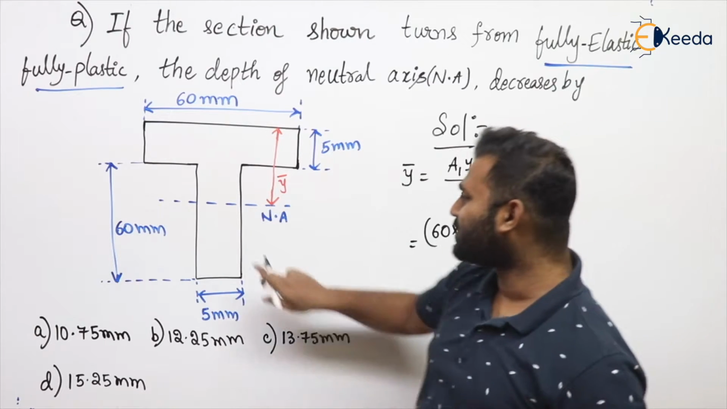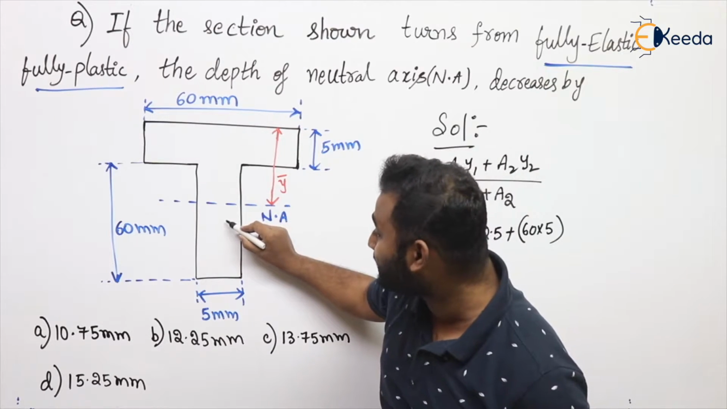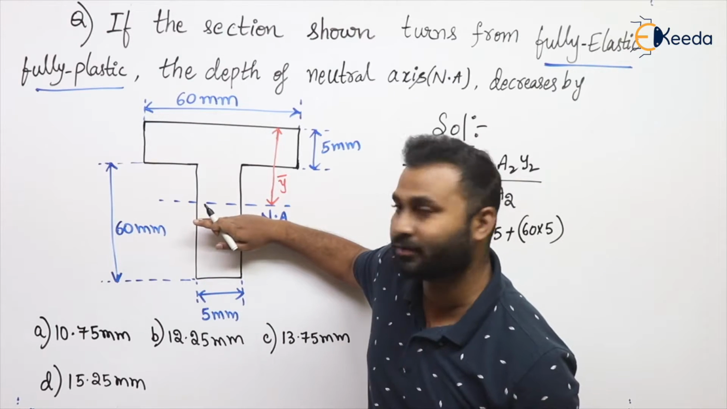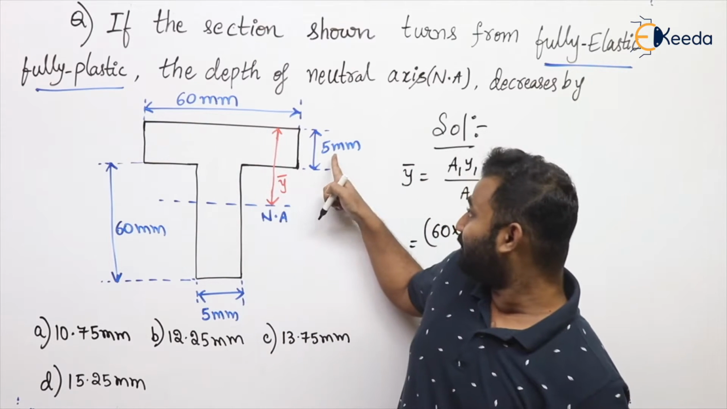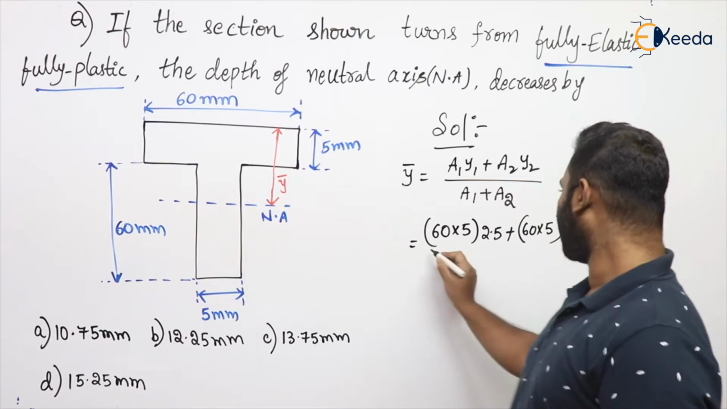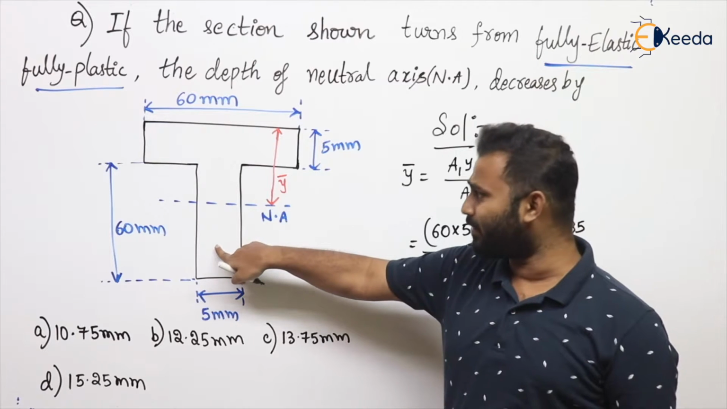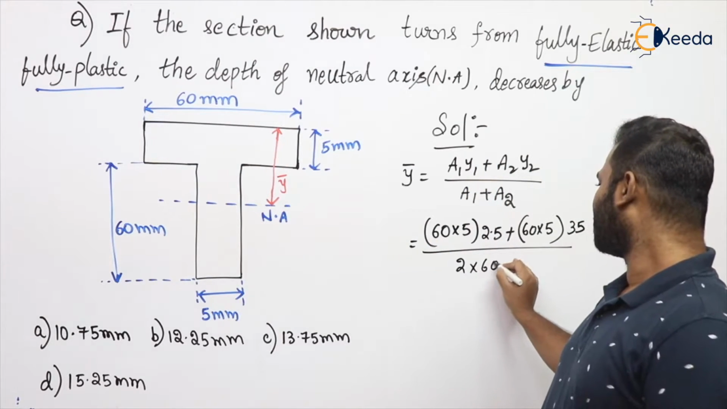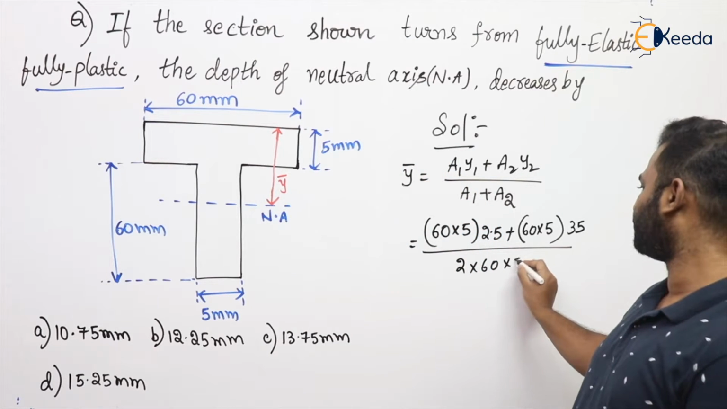Now where the CG for this web lies from the top: here it is 5, and for the web the CG lies exactly at half the distance from the junction of the flange and web, that is 30. So 5 plus 30, that is 35, by A1 plus A2, which is nothing but the summation of the area of the web and flange, that is 2 into the area of a flange or web, whatever it may be, that is 2 into 60 into 5.